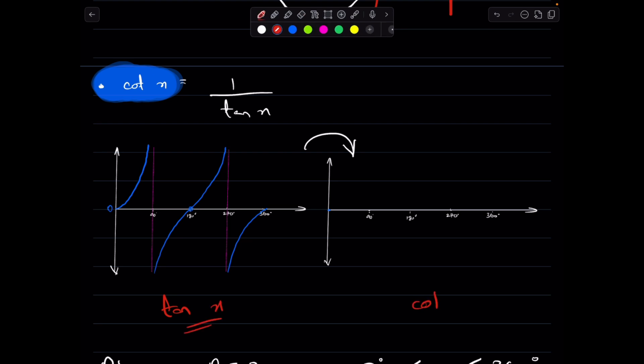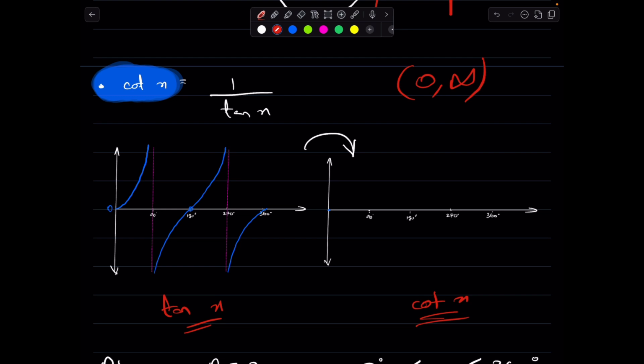And this is the graph of cot x which we are yet to make. So at 0, we have tan x is equals to 0. So this graph will be infinity at 0. And then, how about we write down the points?